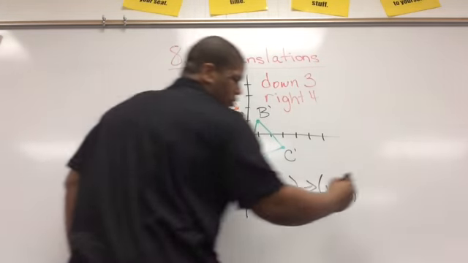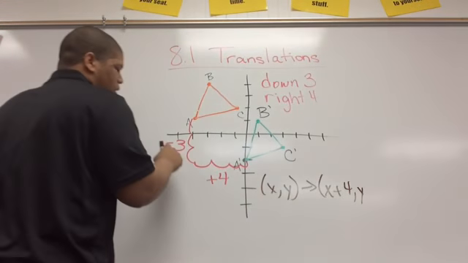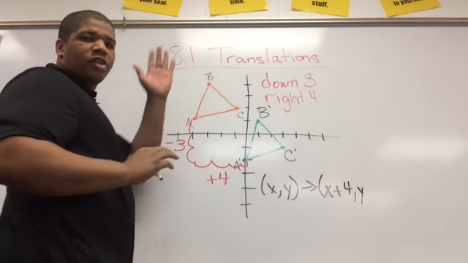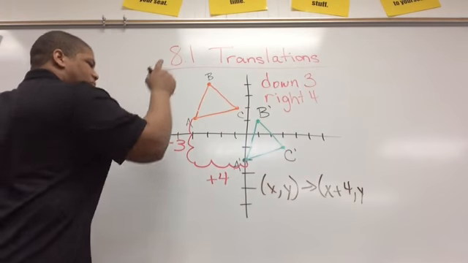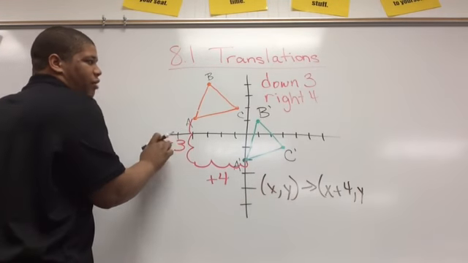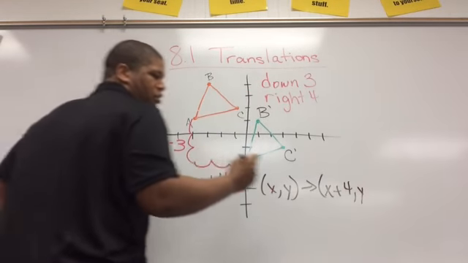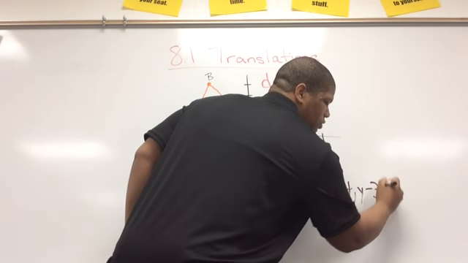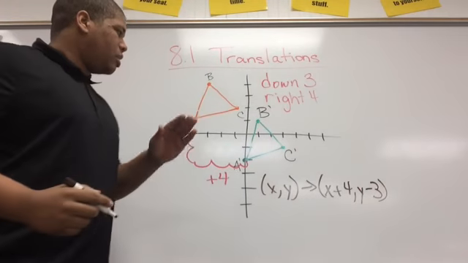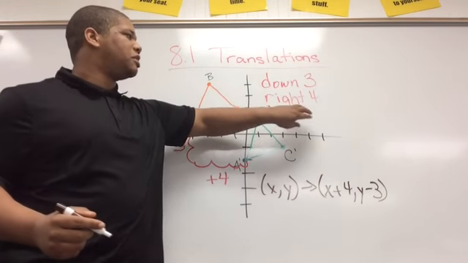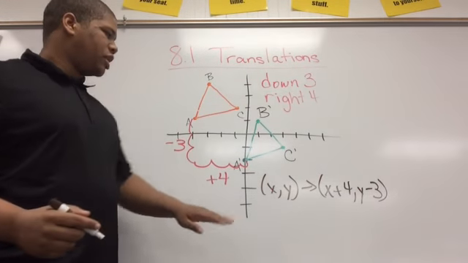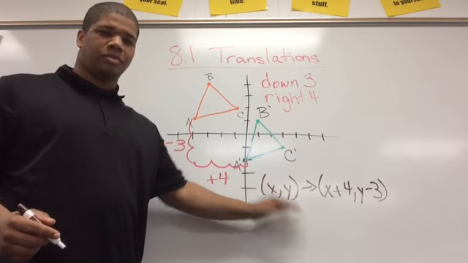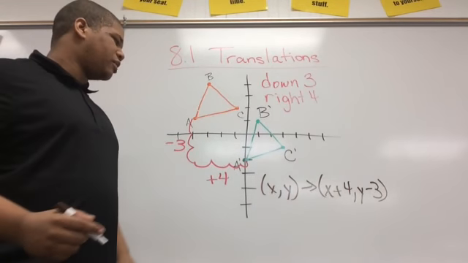comma, and then y is however far I went either up or down. Up is positive, down is negative, and I went down 3, like I put here, so I'm going to have y minus 3. Here is my translation. Here is my algebraic expression. This is what it would look like on a graph.